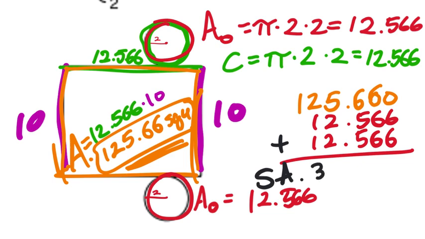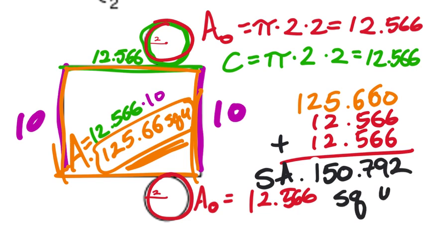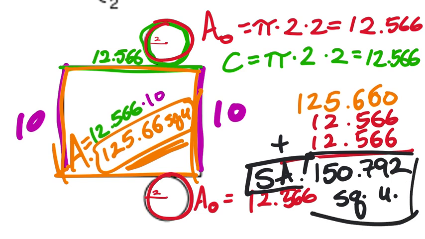And this is what I get for my total surface area: 3,000. Whoa, that seems a little big. Let's try that again. 125.66 plus 12.5. Oh, I did times. That's not good. Here we go. 150.792. Again, this is in square units. And that would be the total surface area here. Okay, so we did find both of those. It was very nice.